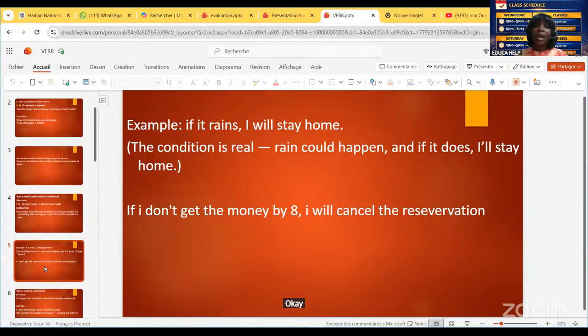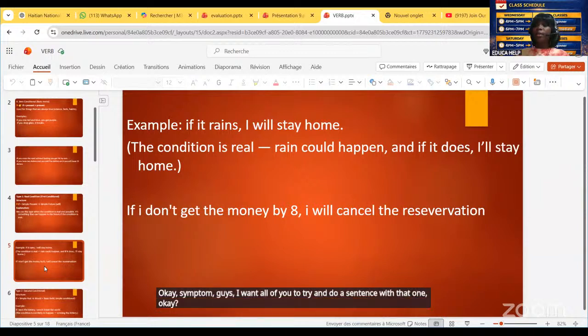Okay, same thing, guys. I want all of you to try and do a sentence with that one, okay? Using the first conditional.